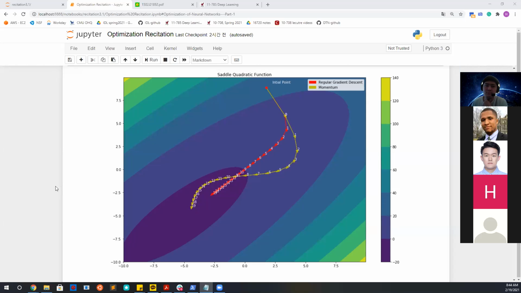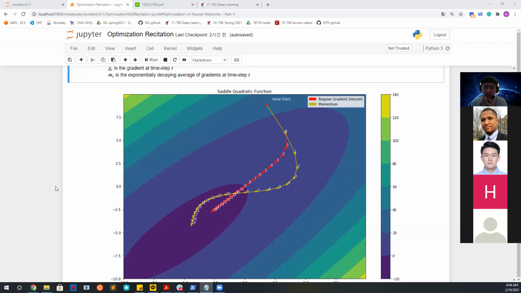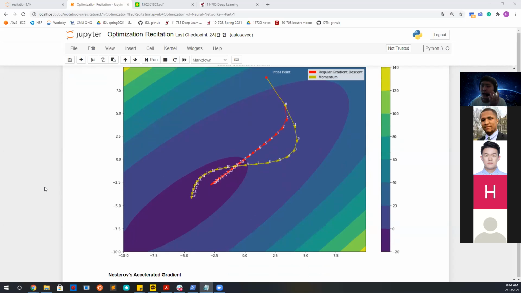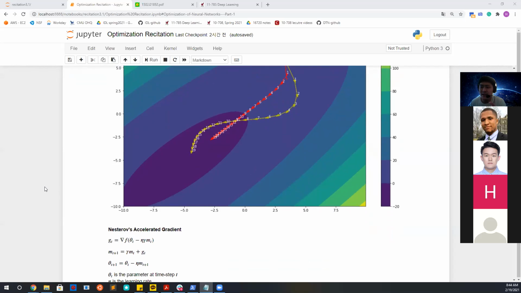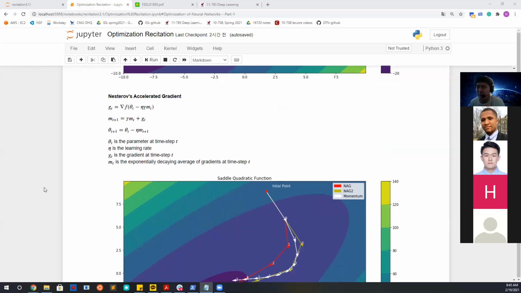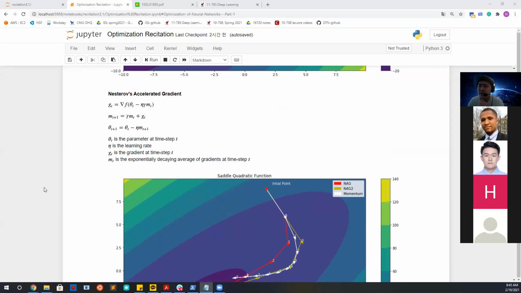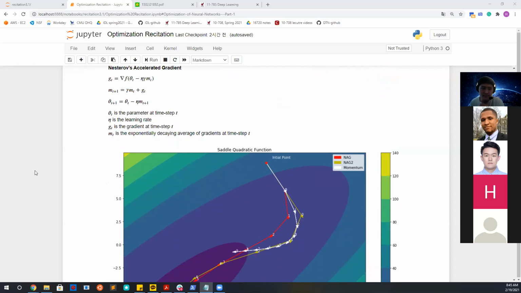So that's why momentum usually is reactive in nature, and to do a more clever way to look a step forward, that's what Nesterov's accelerated gradient does.